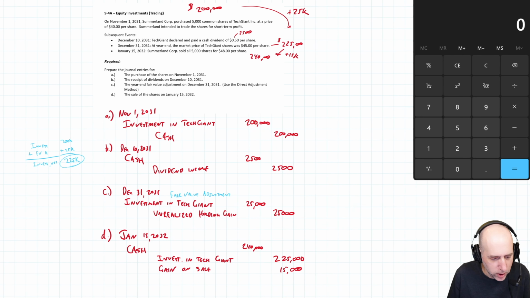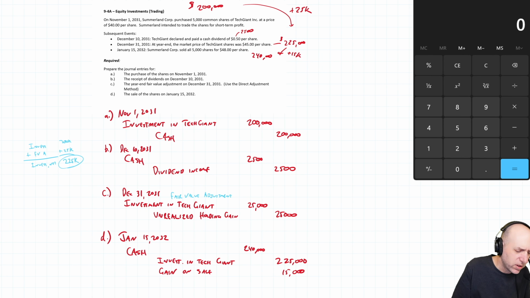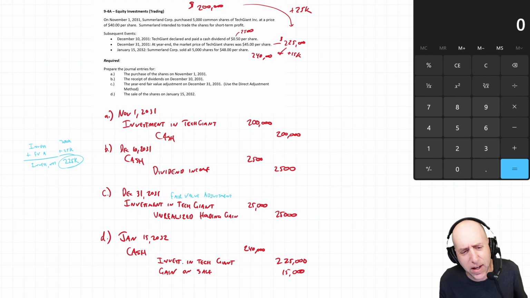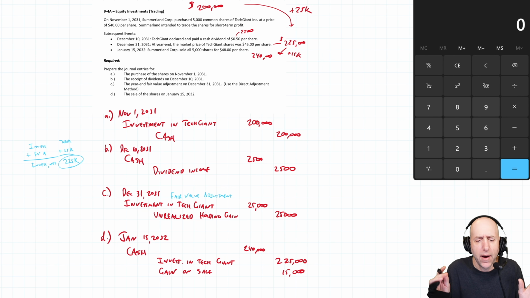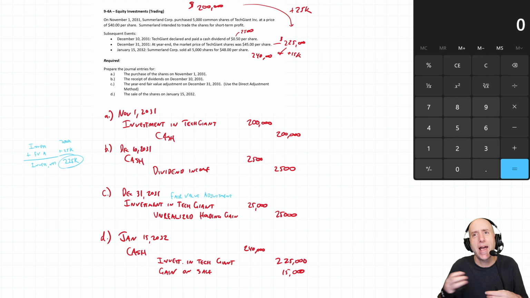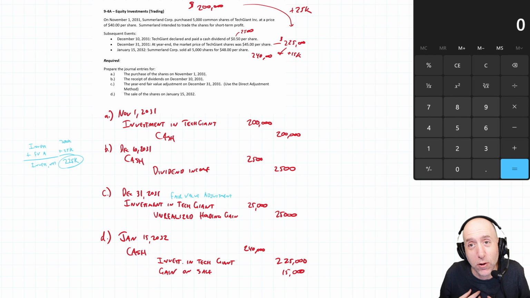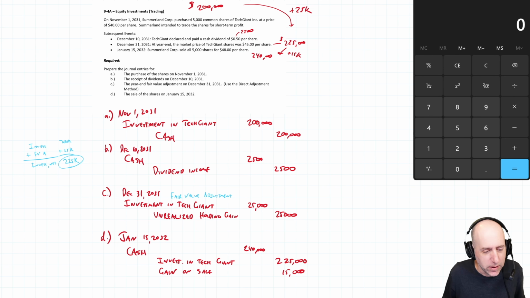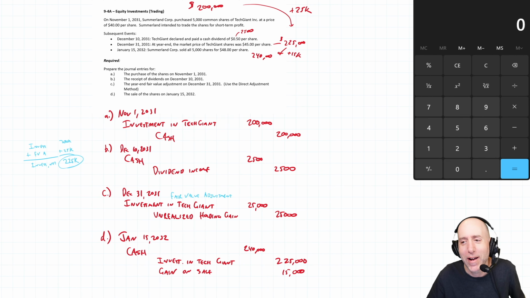That's it for 9.4a. As I said, if you're interested in that FVA account, fair value adjustment account, I'll deal with that in problem 9.5. I'll show you an example with that. I don't prefer it. I think it's more confusing, less straightforward, and I like to teach this stuff in the most straightforward way possible. So there you go. We've solved 9.4a. Thanks for watching.